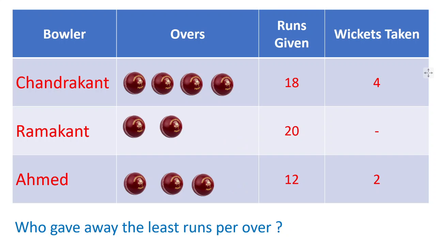Right. Who gave away the least runs per over? Per over, least runs. From 4 overs, 18 runs. So 18 divided by 4 will tell you how many runs per over. Then here it is 20 in 2 overs, 10 runs per over. Then 12 in 3. Naturally, Ramakant was a little expensive here in the number of runs given. In 2 overs he gave away 20 runs.